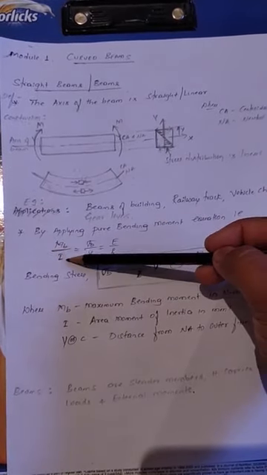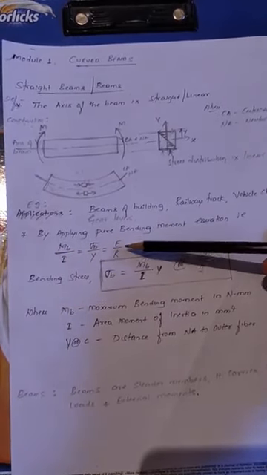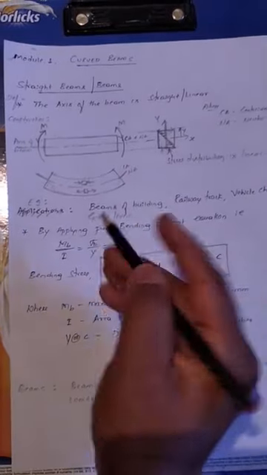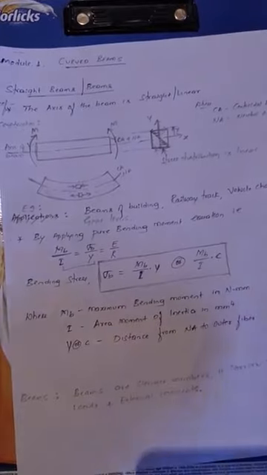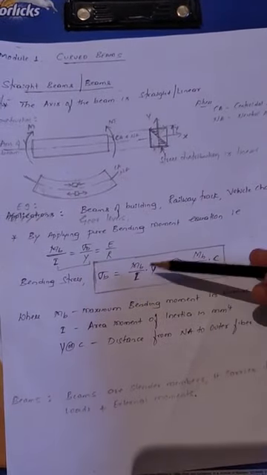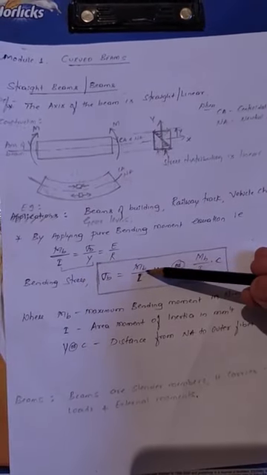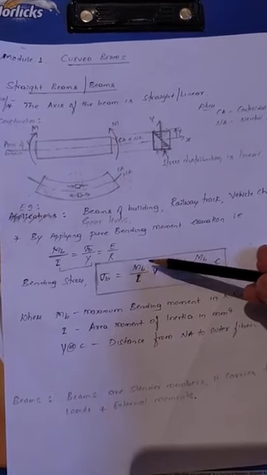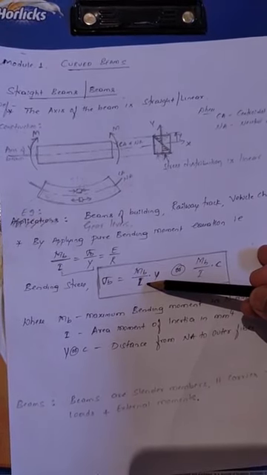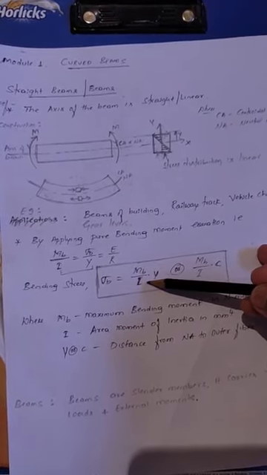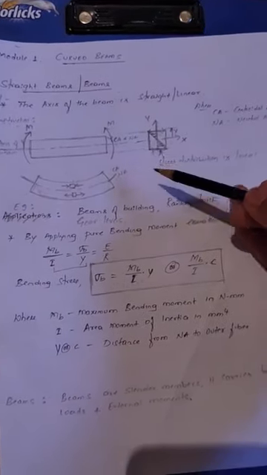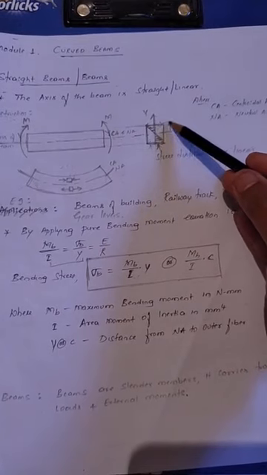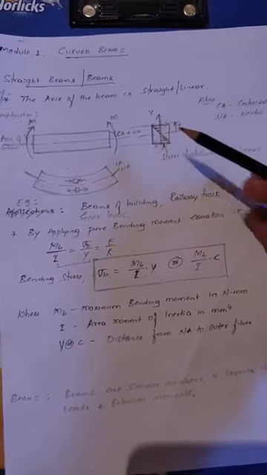That is Mb by I is equal to sigma b by y is equal to E by R. From this you use only these two terms. Sigma b is equal to Mb by I into y, where Mb is the external bending moment, I is the area moment of inertia, which is a cross-sectional property, and y is the distance from the neutral axis to the outer fiber, right?